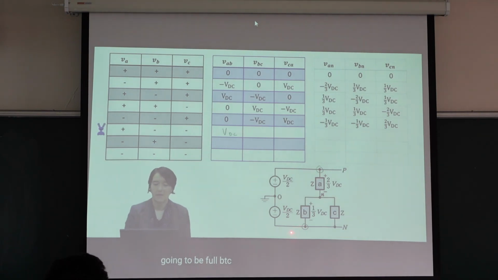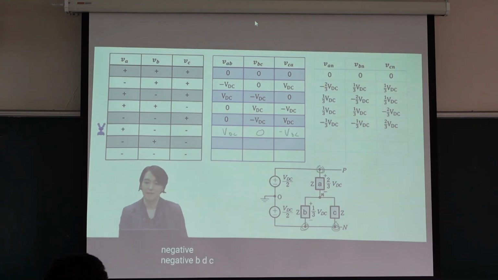AB, VDC. And BC here, the same, 0, to short it. And CA here, it's going to be negative, CA minus VDC. Now line to neutral.